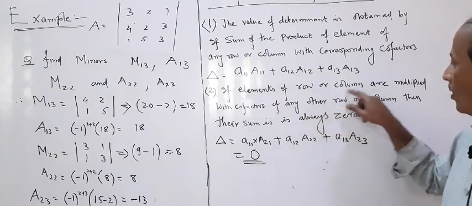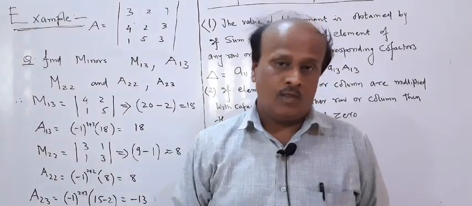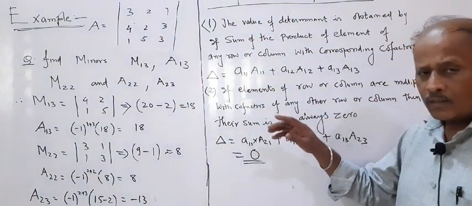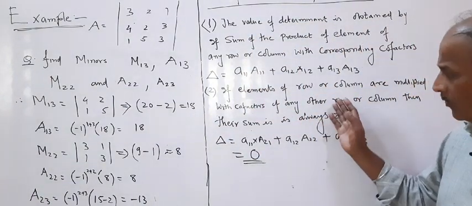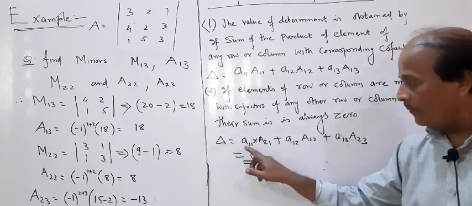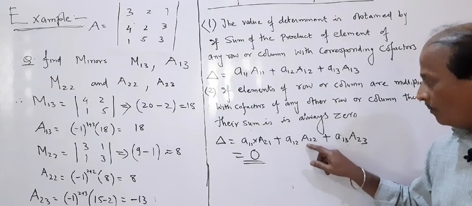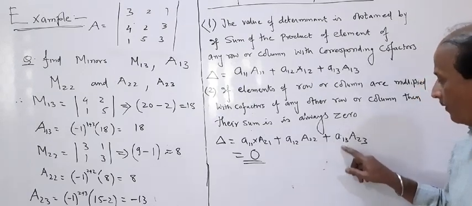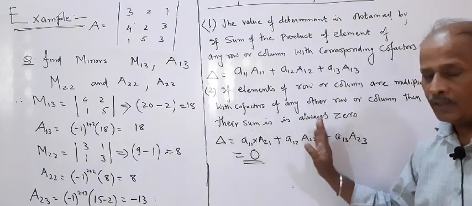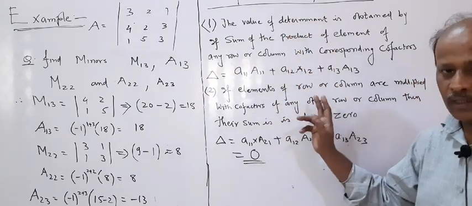If the elements of a row or column are multiplied with the cofactors of any other row or column, not the same row or column's cofactors, but any other row or column's cofactors, then don't expand it, don't think twice, their sum will always be equal to 0. See how we can write it symbolically: A11 multiplied by A21 plus A12 multiplied by A22 plus A13 multiplied by A23. Without thinking twice, the answer will be 0. No need of expanding that determinant. You can have more combinations with more elements. So these two properties are important.